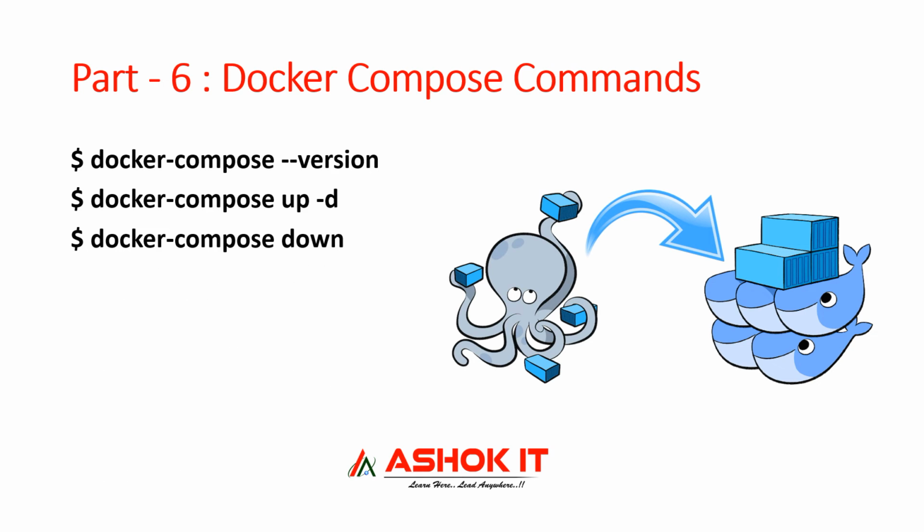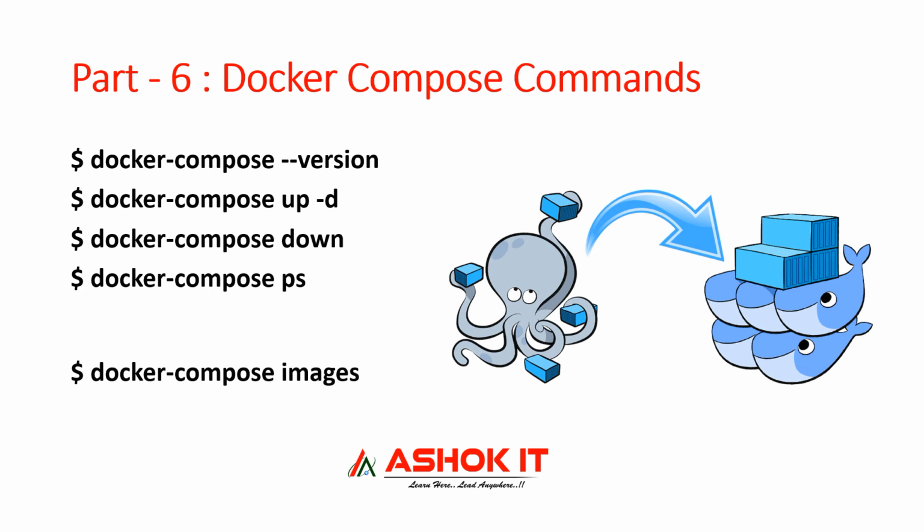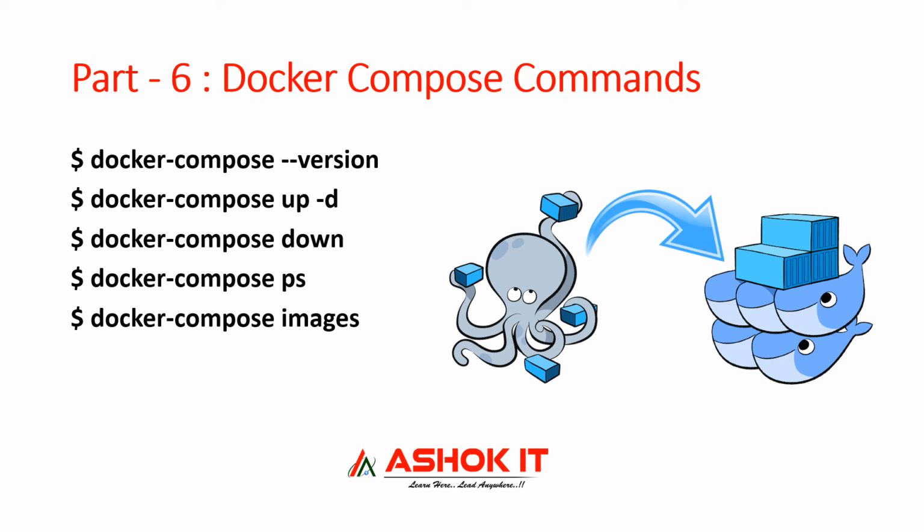Docker compose down command: whatever containers were created by docker compose, if I want to stop and remove them, then we are going to use the docker compose down command. Up is used to start the containers, down is used to remove the containers. Docker compose ps: to list down all the containers created by docker compose which are running, we will use this command.